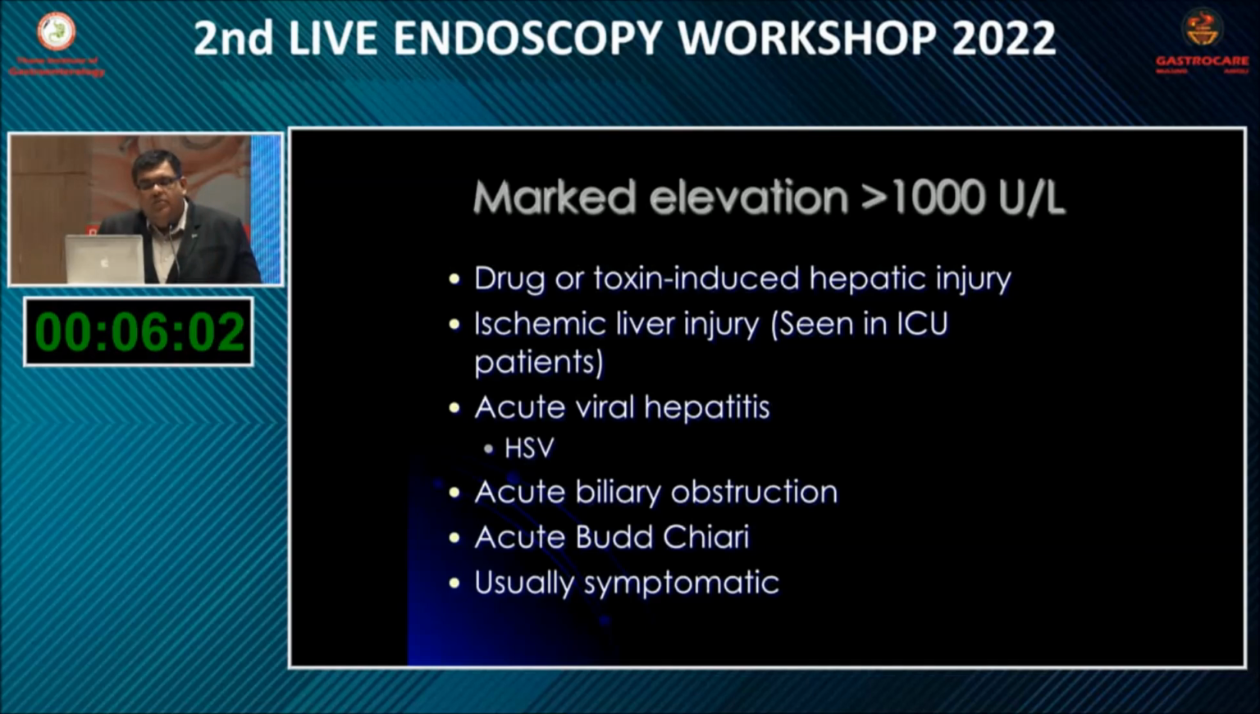Then ischemic, which is again in the ICU setting, patient in hypotension, you will have enzymes in thousands. You may also have associated acute kidney injury and the creatinine goes up. So when SGOT-SGPT goes in thousands and the creatinine increases suddenly to 3, 4, we know that we are dealing with hypotension or hypoxic ischemic hepatitis.